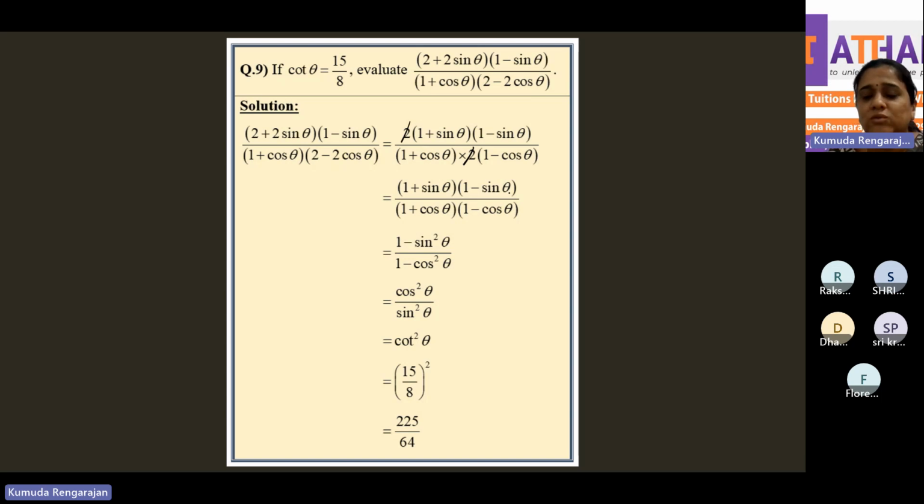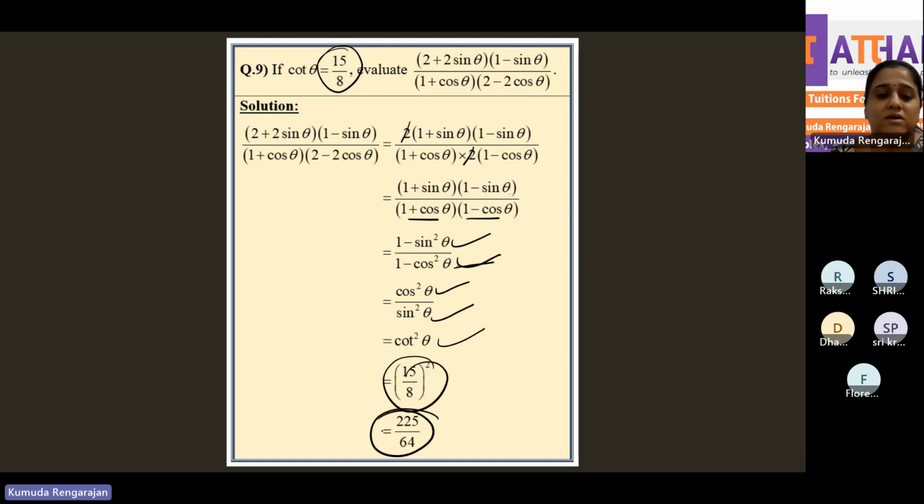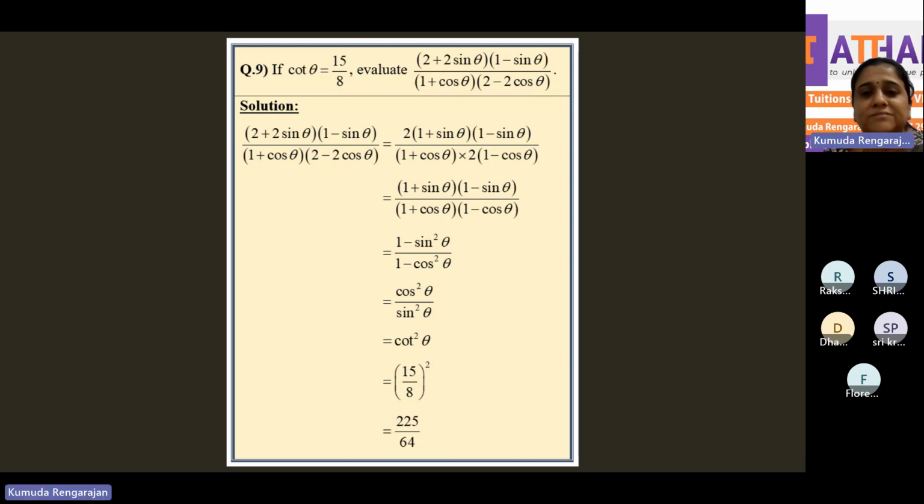Then you have 1 plus sine theta and 1 minus sine theta, which is a plus b into a minus b, a square minus b square. 1 plus cos theta and 1 minus cos theta, which is again a plus b, a minus b, a square minus b square. 1 minus sine square theta is cos square theta. 1 minus cos square theta is sine square theta. And cos square theta by sine square theta, cos by sine is cot. So cos square theta by sine square theta is cot square theta. Now cot theta is 15 by 8. So 15 by 8 the whole square, which is this. So like this, when you can simplify, you can simplify and then evaluate.